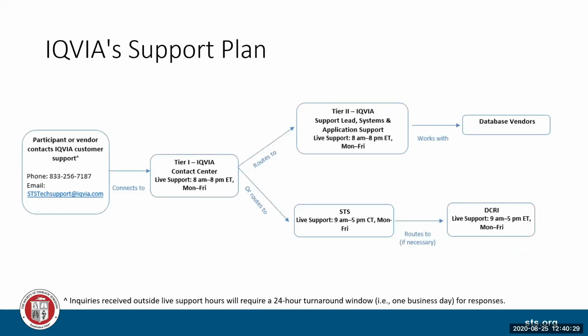The IQVIA support plan, you're all very familiar with this slide as well. As you know, when you initially contact IQVIA, you're connected with their support. You can reach them via phone or email at the contact information located here on the screen. Once you contact IQVIA, you are connected with Tier 1. There is live support available 8 a.m. to 8 p.m. Eastern Time, Monday through Friday. IQVIA will either answer your question, or if they are unable to answer your question, they'll issue you a ticket number, and your ticket will be routed to either Tier 2 support for follow-up, or your question will be routed to STS.